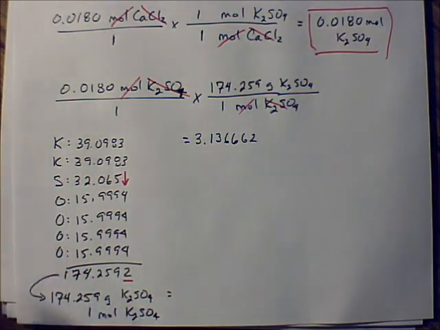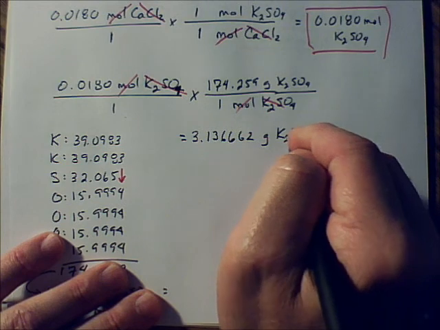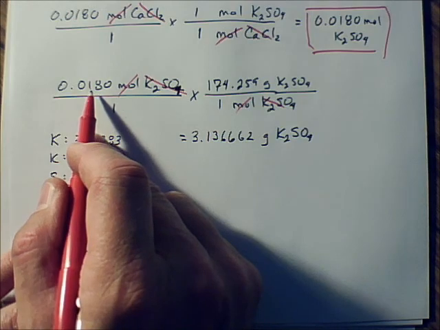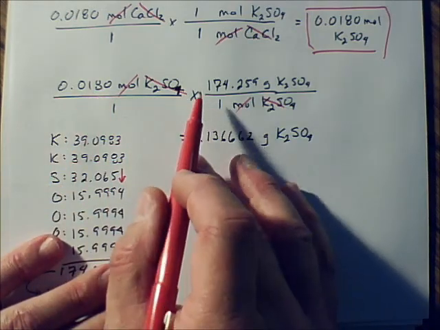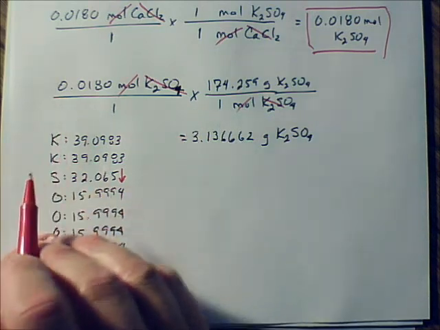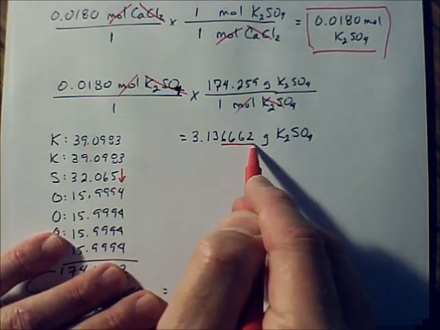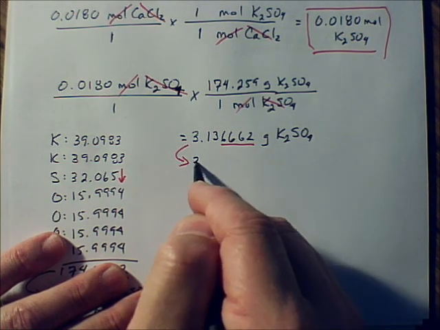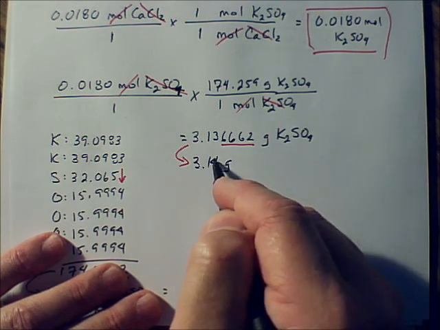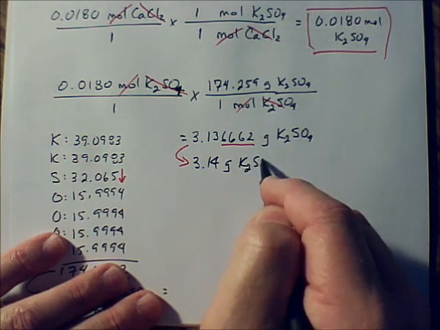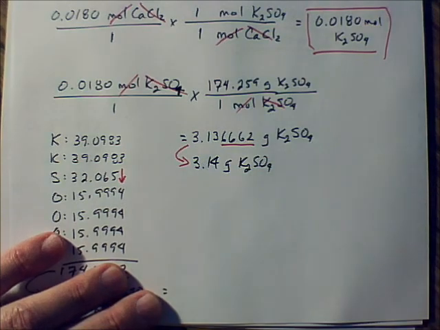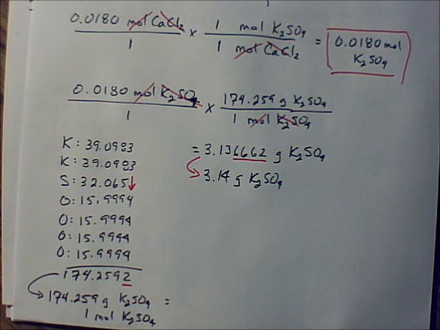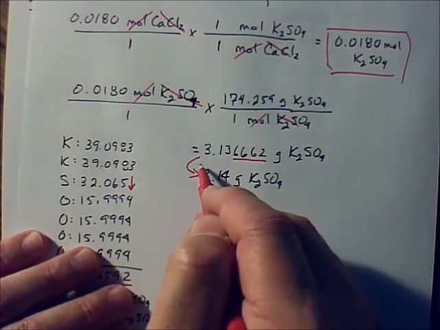Alright, so that's grams of K2SO4. And we're going to underline everything but the first 3 digits because this number has 3 digits and this one has 6 and we don't care about the ones. Then we're going to underline everything after the first 3 digits and round it off. 3.14 grams of K2SO4. Now that is the amount of K2SO4 that would be used up if we were to completely react all of the calcium chloride.